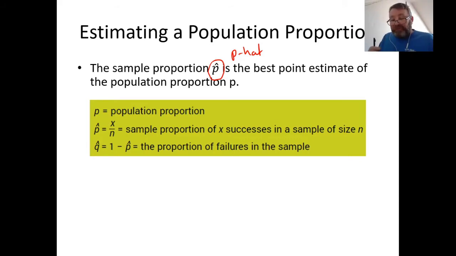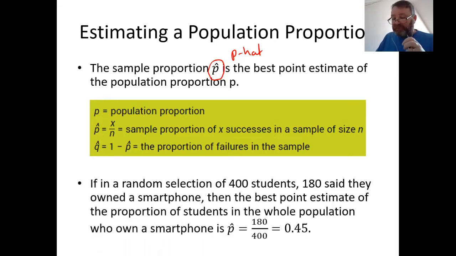Now, if x over n is the sample proportion of x successes in a sample of size n, then Q hat, if you go back to the Bernoulli trials, remember P and Q, P was the number of successes, Q was the number of failures. Same kind of thing here. If P hat represents the proportion of success, then Q hat represents the proportion of failures. And a very simple thing to remember, if it's not successful, it's a failure. So therefore 1 minus P hat will be the same as Q hat. Just keep those two things in your head. So P hat is the successes, Q hat is the failures, but Q hat is calculated by 1 minus P hat.